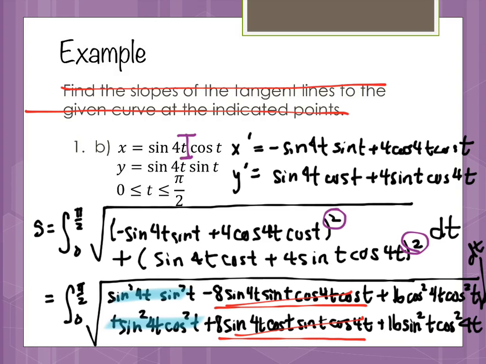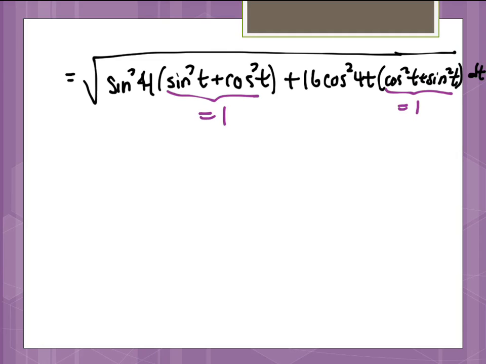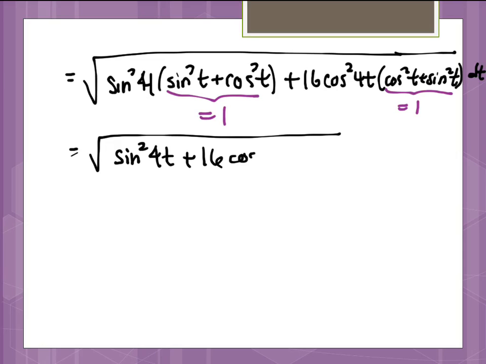But take a look at the last piece. You can do the same thing, right? So we're going to take out a 16 cosine squared of 4t, and we'll be left with cosine squared of t plus sine squared of t dt. And again, we've got that piece equaling 1. So now I have sine squared of 4t plus 16 cosine squared of 4t.